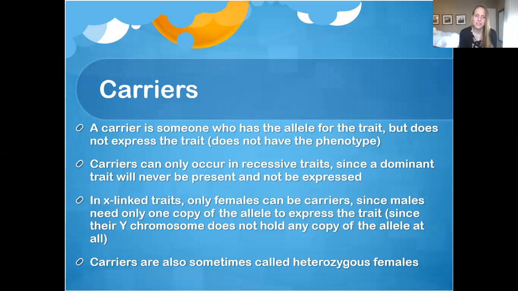Because a dominant trait will never have an allele that's present but not expressed. As soon as a dominant allele is present, that trait is expressed. In X-linked traits, only females can be carriers because males only have one copy of any X-linked traits. And carriers are also sometimes just referred to as heterozygous females.